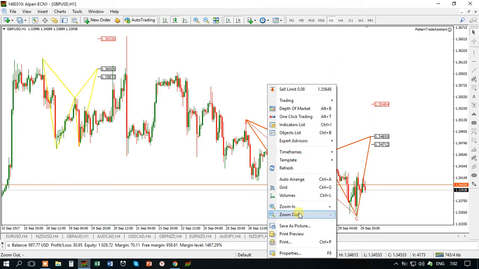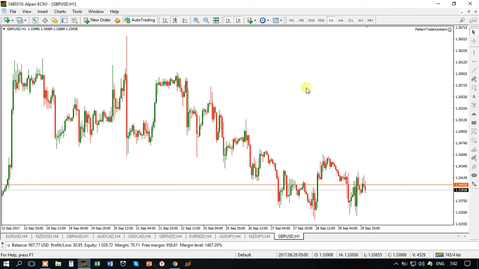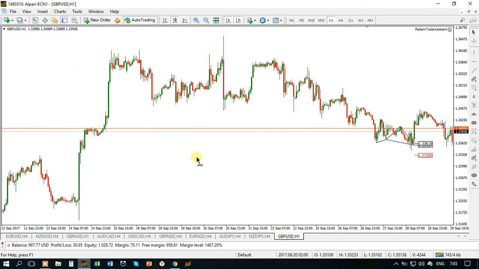Come on, refresh rates. Yes, so you have a Gartley one more time. Let's say you want to trade something else, this butterfly, like this. Boom, you have a butterfly. Let's say you want something else. Let me find some more patterns.